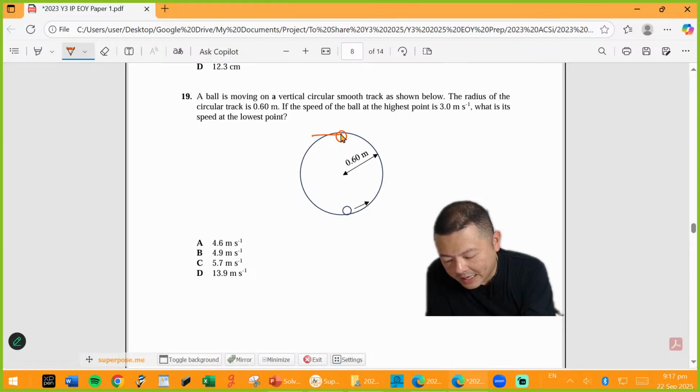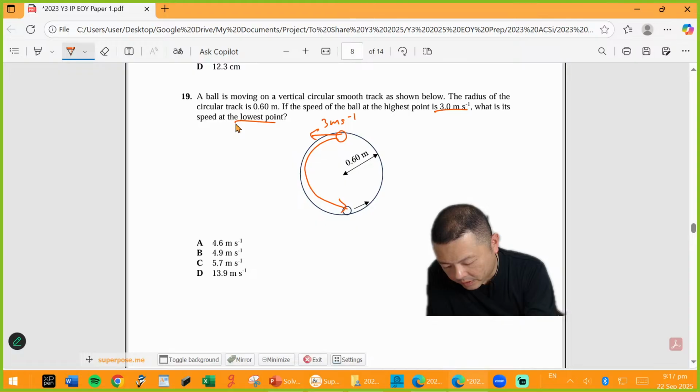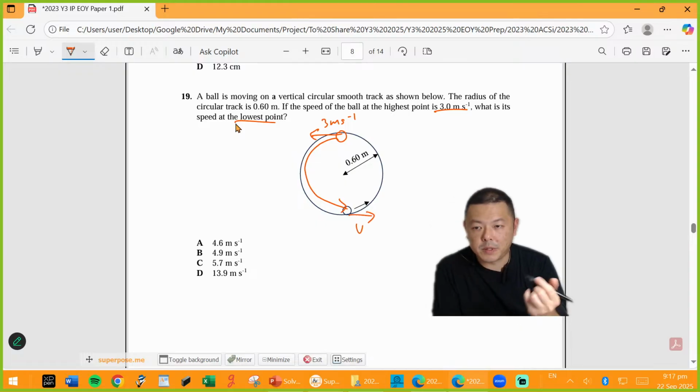So it's saying that at the top, the speed of the ball is 3 meters per second. Right? 3 meters per second. And they want you to find the speed at the lowest point. So they want you to find out what's the speed when the ball has gone down like this to the lowest point here. I don't know what the speed is. They're trying to find the speed.